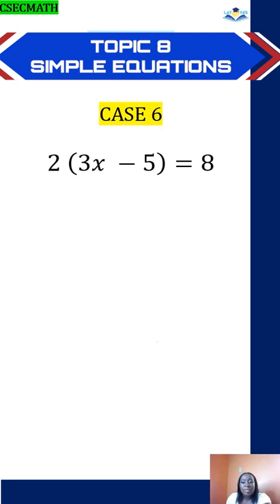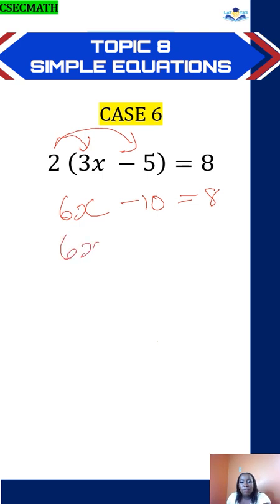Case 6, this equation involves brackets. So what we're going to do is expand the bracket first. 2 by 3x is going to give us 6x. 2 by negative 5 is going to give us negative 10 is equal to 8. Again, we are solving for x. We would leave everything that has x on one side and take everything that doesn't have x on the other side of the equation. So this is negative 10. On this side of the equation, it will become positive 10.